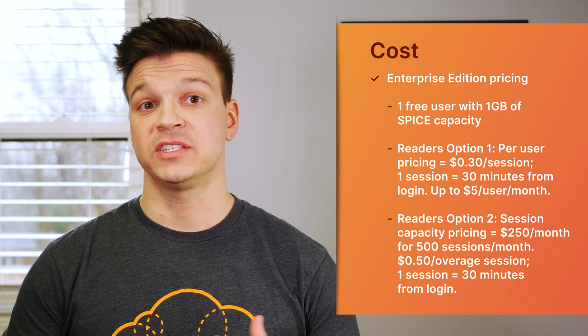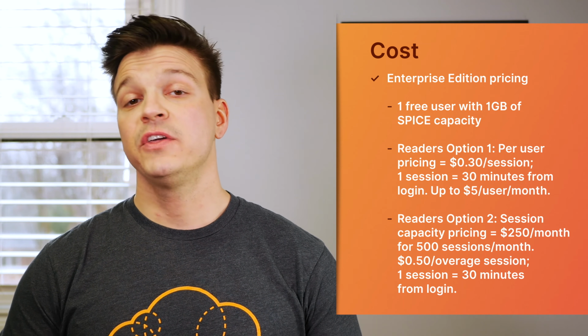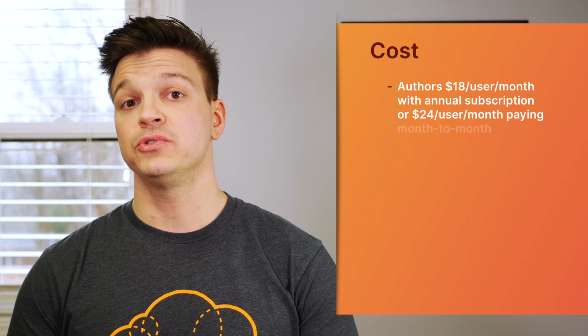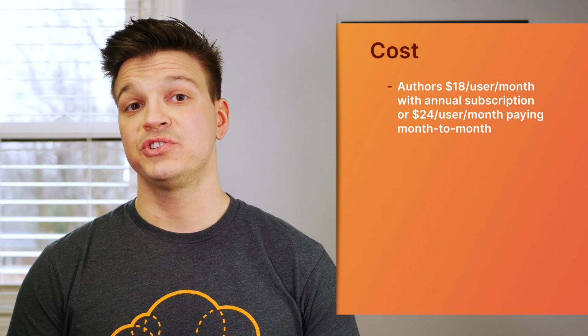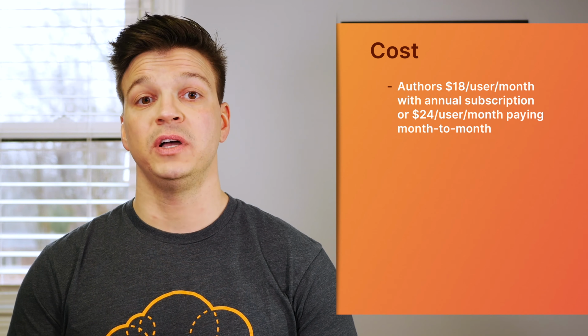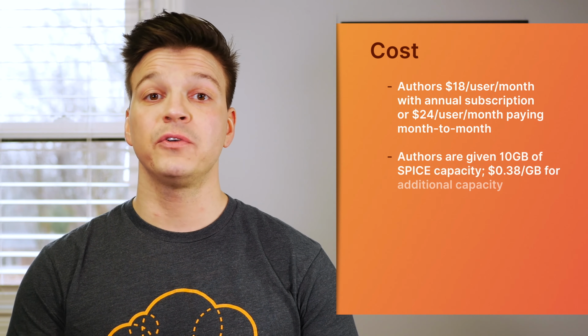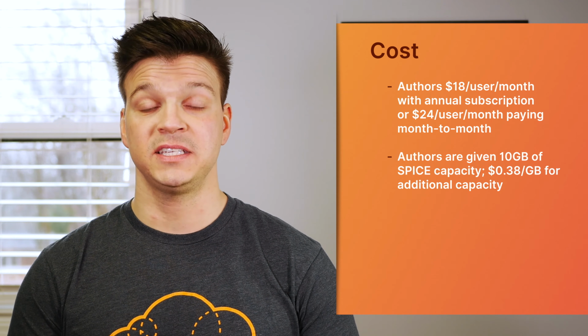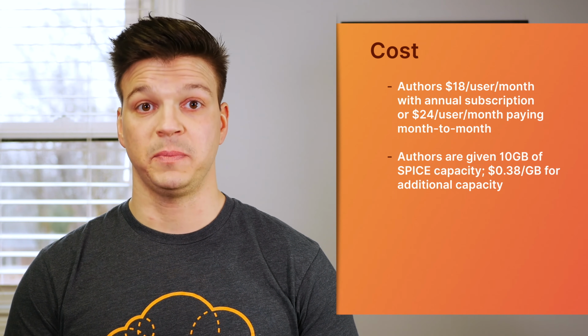Every QuickSight account has authors, and the pricing for authors is on a per user basis. The cost starts at $18 per user per month with an annual subscription, and the price increases to $24 per user per month if you decide to pay month to month. Each user is given free 10 gigabytes of Spice capacity, and it costs 38 cents per gigabyte for additional Spice capacity. Like most AWS services, pricing can be complicated, and QuickSight pricing is no different.